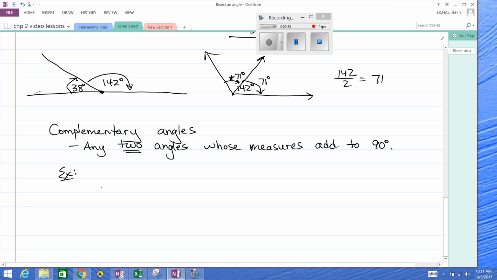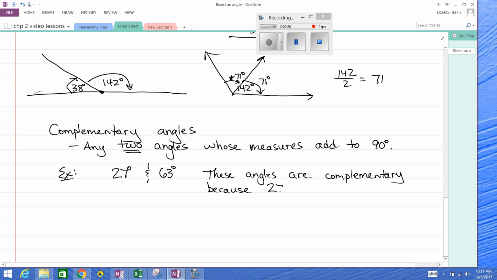Okay, so quick example. Let's say I have a 27-degree angle and a 63-degree angle. These angles are complementary because 27 plus 63 equals 90.